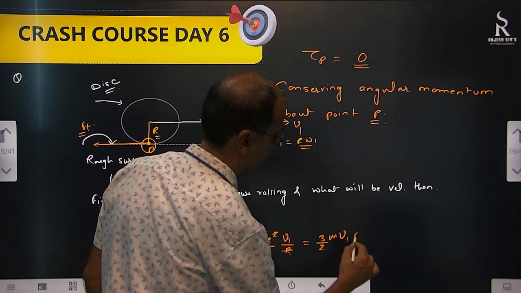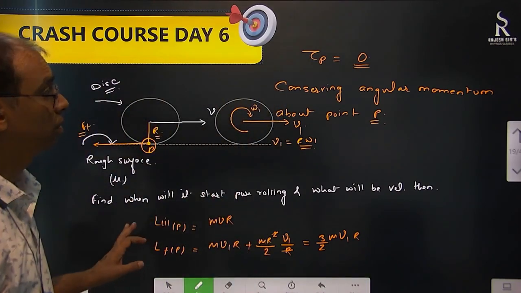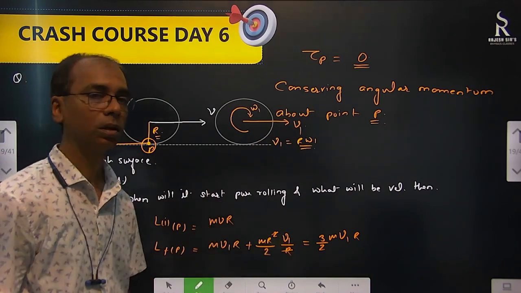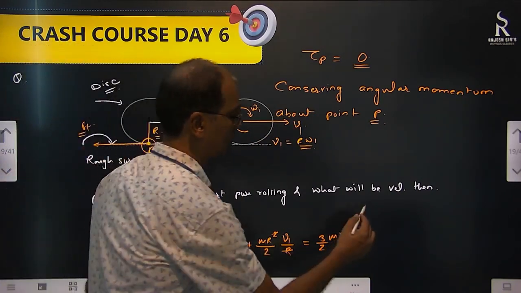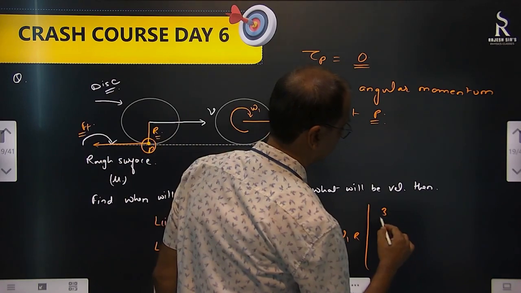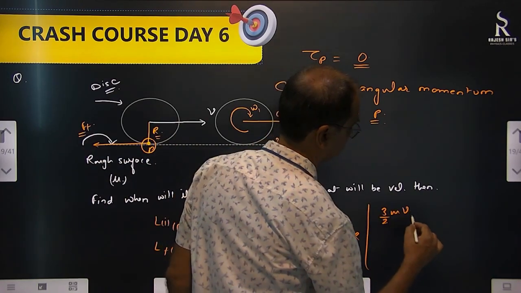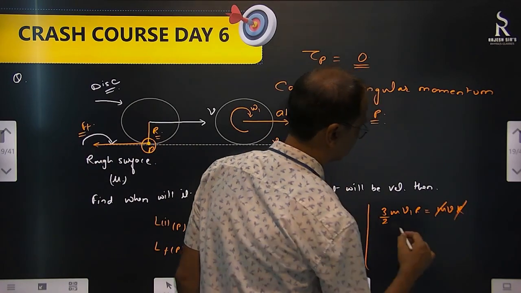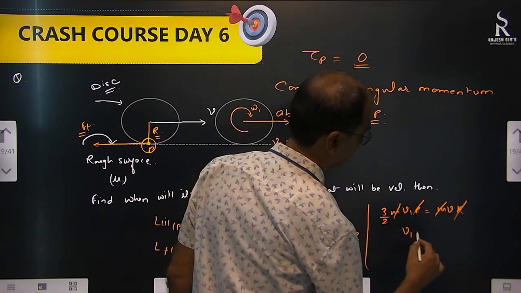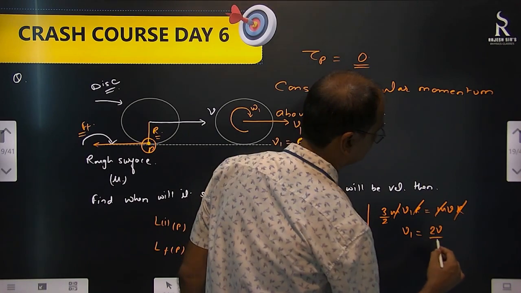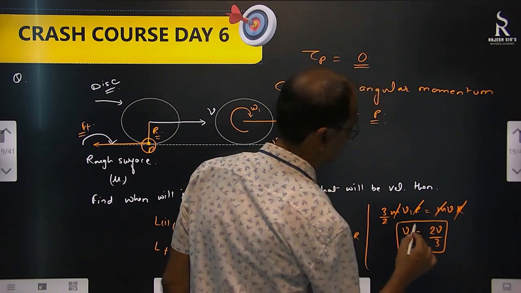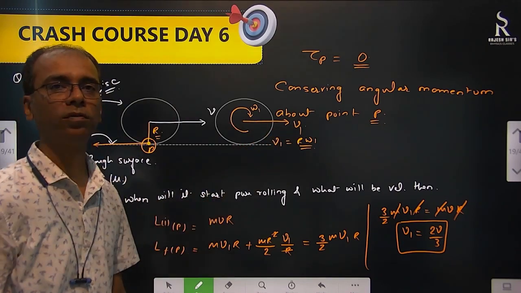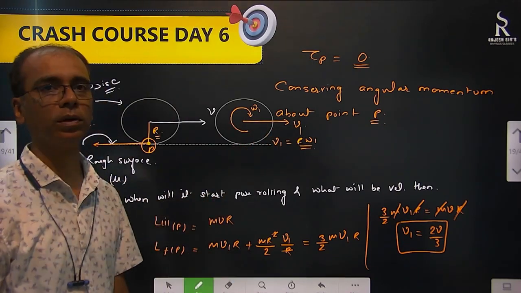Now since we said angular momentum is conserved, this and this are equal. Equate them. 3 by 2 MV1R equals MVR. So M and R get cancelled, and V1 is 2V by 3. I got the velocity of rolling: V1 is equal to 2V by 3.